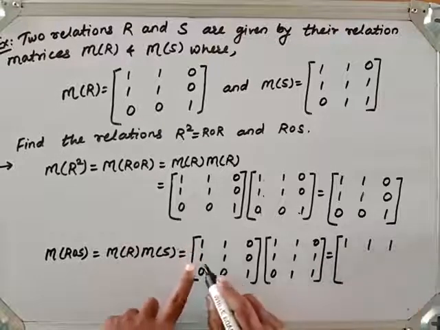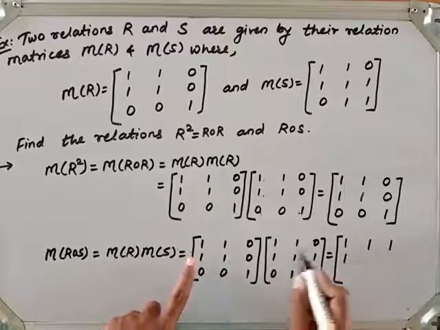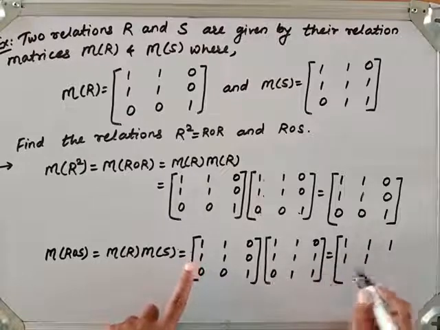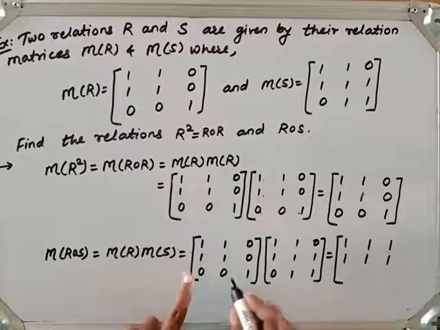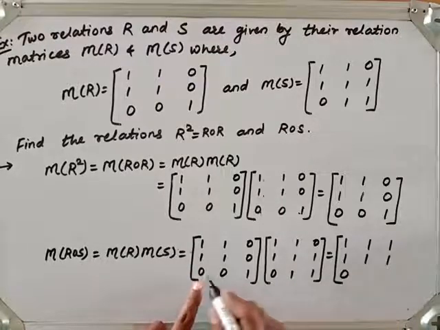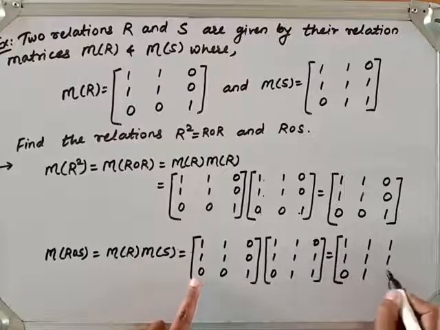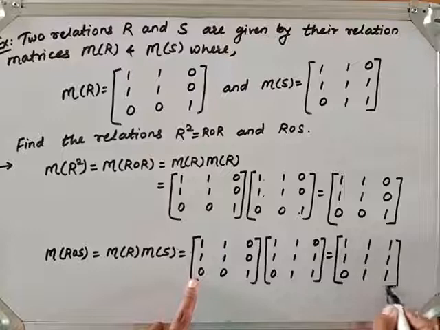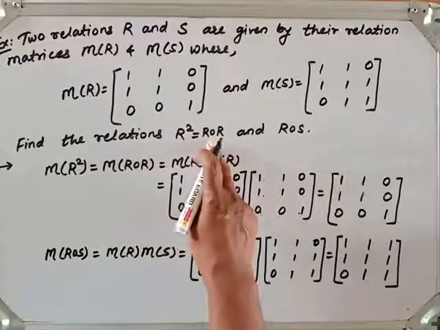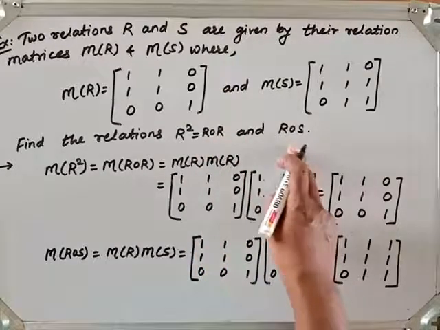Now second row first column is 1, second row second column is again 1, second row third column is also 1. Now third row first column is 0, third row second column is 1, third row third column is also 1. So as such we get the matrices for R square, that is the composition R composite R, and also for R composite S.